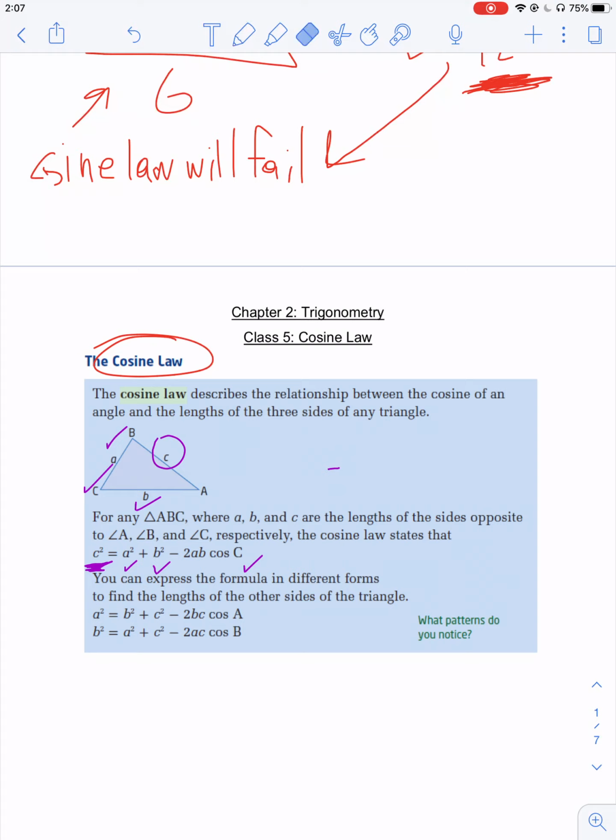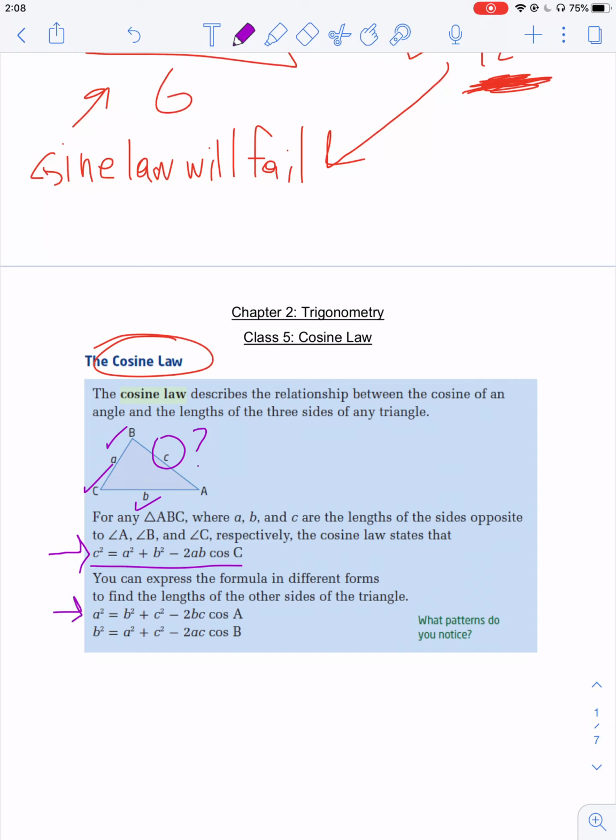Okay? But it depends on how you label your triangle. So if you label your triangle in the right way, right? If you're assuming that c will always be your unknown, which it can be if you set it up that way, then you can just use this formula. But what if your triangle is set up in such a way that you're not looking for c, you're actually looking for a? Then the formula is the same, okay?